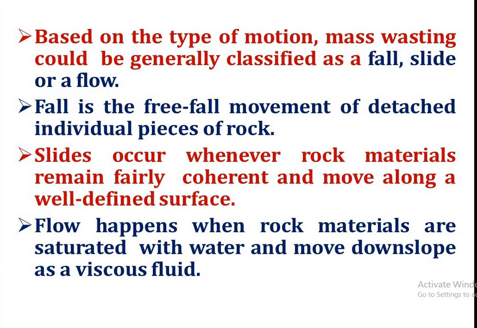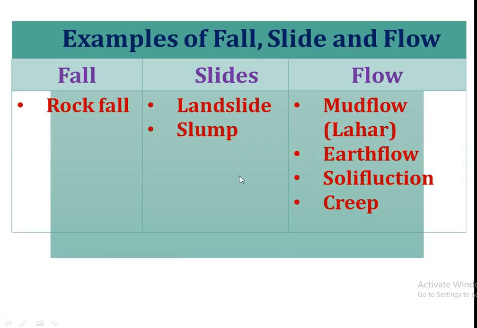So fall is the detached movement of pieces of rock. Slide is fairly coherent and moves along a well-defined surface. And flow happens when rock material is saturated with water and moves downslope as a viscous fluid. So the examples of fall, slide and flow: fall includes the rock fall, slides include the landslide and slump, and flow includes the mud flow, earth flow, solifluction and creep.